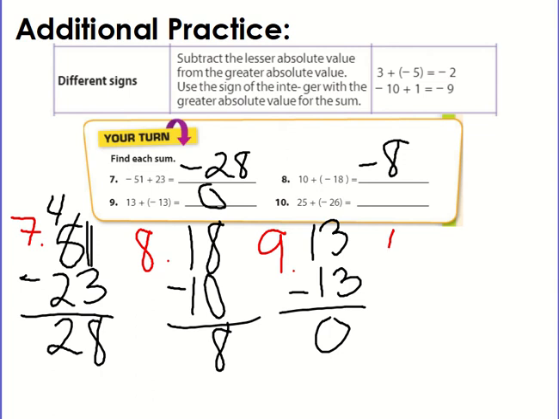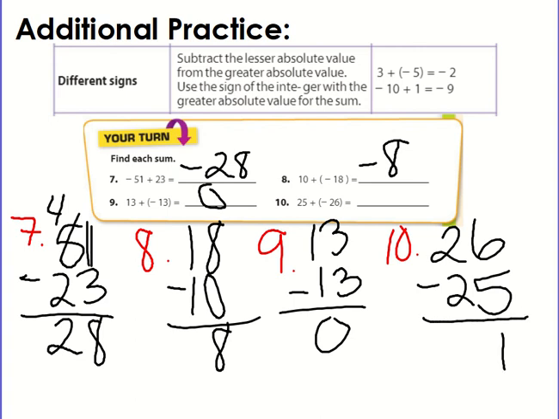And then the last one, number 10. We will do 26 take away 25, because the absolute value of negative 26 is 26, which is larger than the absolute value of 25, which is 25. So we subtract, and we get 1. The absolute value of negative 26 is larger, so my answer is negative 1. Okay, so if you need to see that again or hear it again, just rewind.